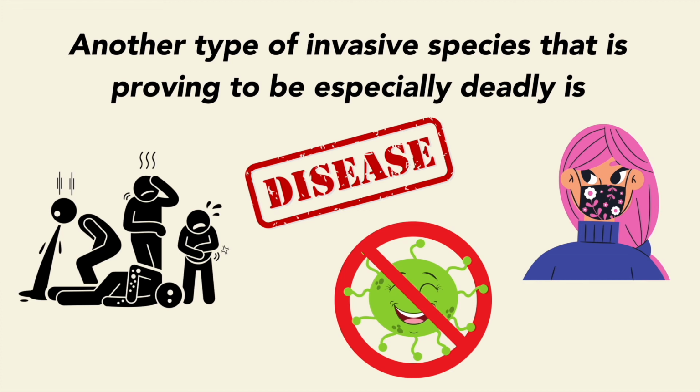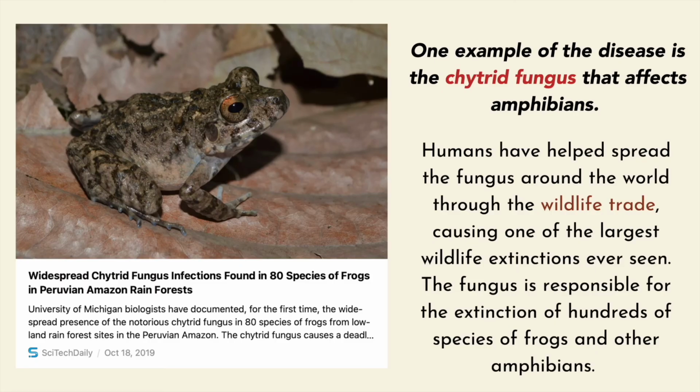Another type of invasive species that is proving to be especially deadly is disease. Again, species evolve and adapt to their environment through time, but when a new disease is introduced, species do not have the defense to fight the disease. One example is the tree fungus that affects the amphibians. Humans have helped spread the fungus around the world through the wildlife trade, causing one of the largest wildlife extinctions ever seen. The fungus is responsible for the extinction of hundreds of species of frogs and other amphibians.